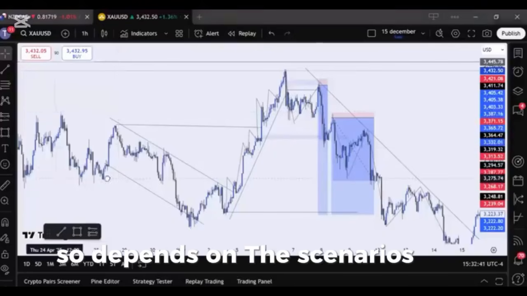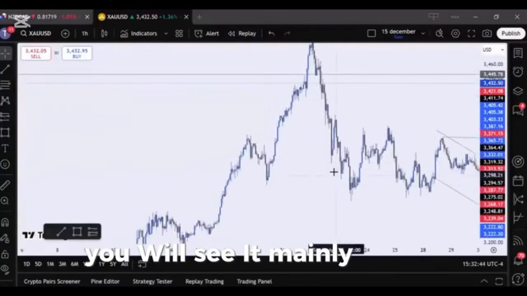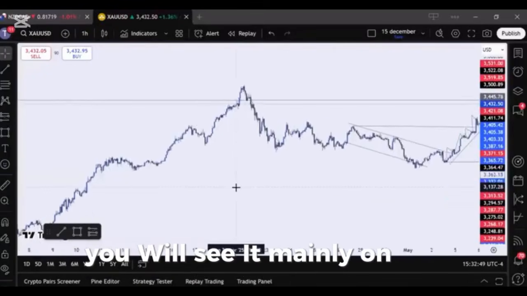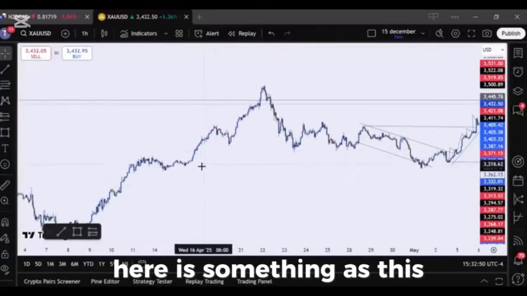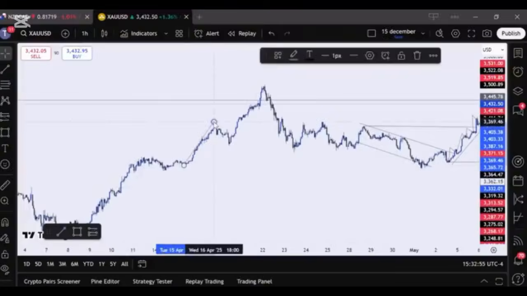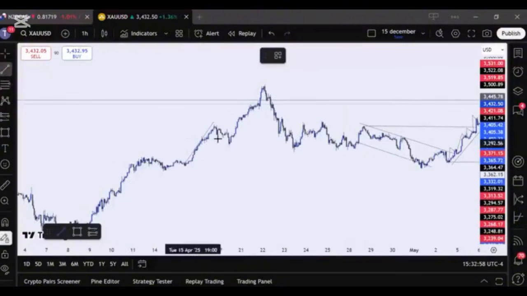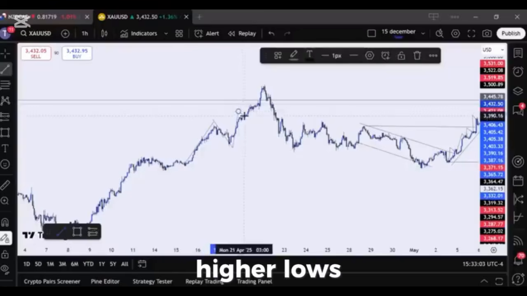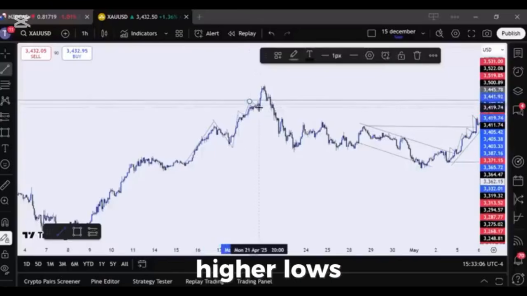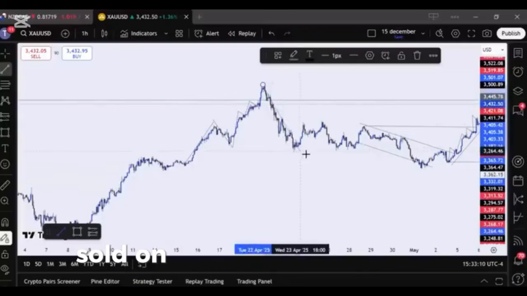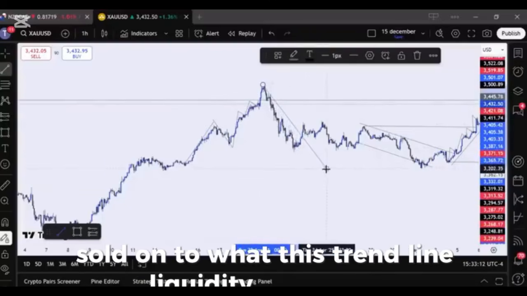Depending on the scenarios that you trade, you will see it majorly on the chart. Here is something like this. This is trend line liquidity: higher highs, higher lows, higher highs, higher lows, higher highs, higher lows, higher highs. Then market gave that structure and then it started selling, sold until this trend line liquidity got swept.